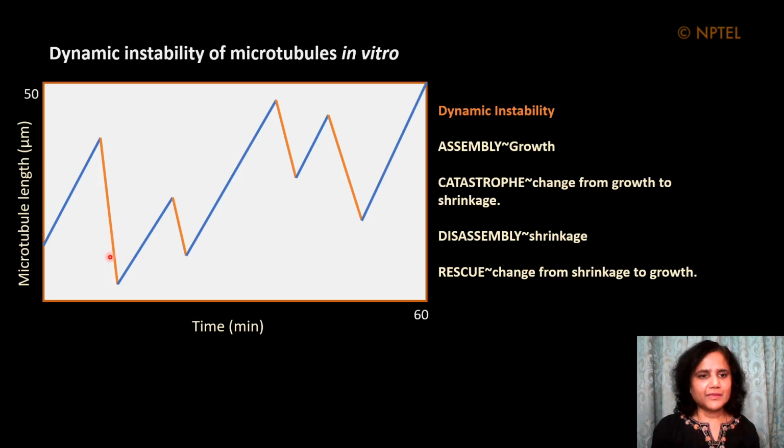This disassembling microtubule can also be rescued, that is, it can change from shrinking again to growing, and this event is referred to as a rescue event. And this all depends upon the local availability of GTP or GDP bound subunits where this microtubule is present.